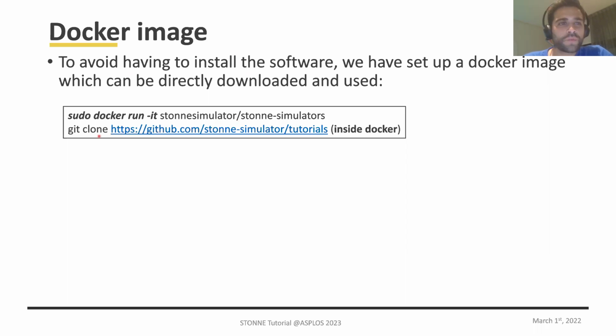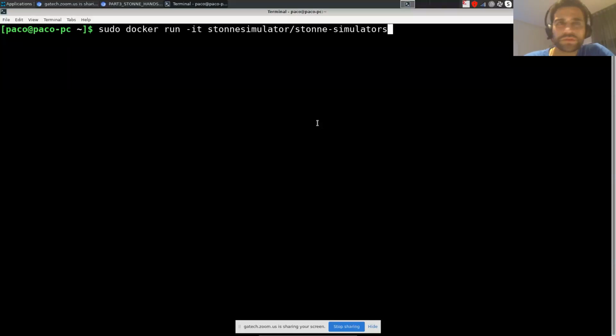And for this tutorial, we have prepared this new command, which is a git clone of the STONNE simulator tutorials. This basically fetches the material for today's tutorial, the material that I will be using right now. So let me start. We are going to fetch the image. I already have it on my machine. Once I run this, it automatically enters into the Docker.